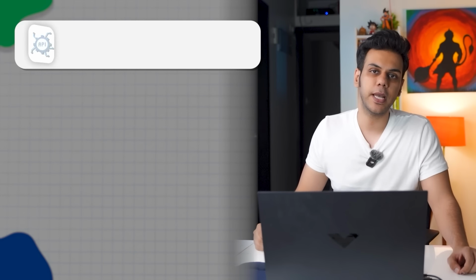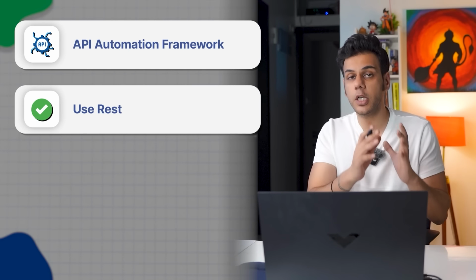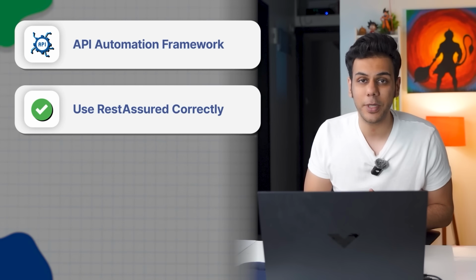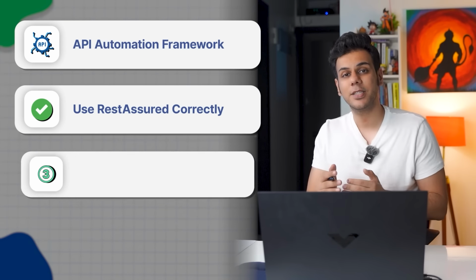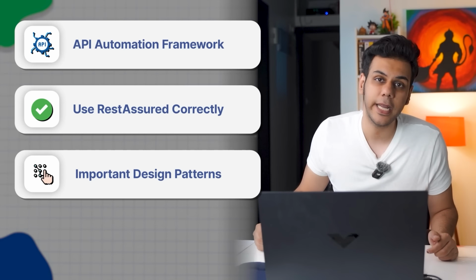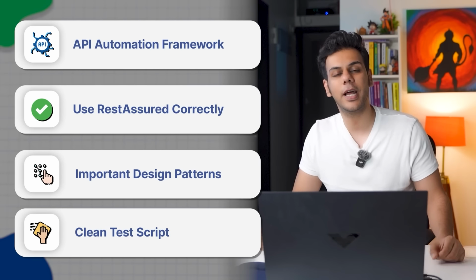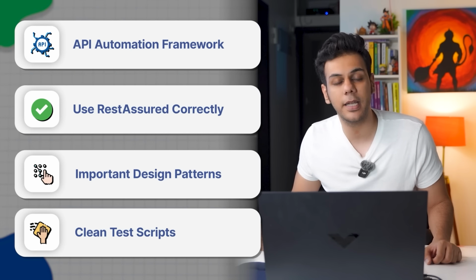Now, in this particular video, you will learn how to create an API test automation framework from scratch. You will also learn how to use the RestAssured library in your automation framework. Next, we will learn the different design patterns that you need to know while you create your API test automation framework. Along with that, we will learn how to write clean and maintainable test scripts in your framework. Throughout this entire video, I will be discussing the common challenges students and professionals face while creating the framework.